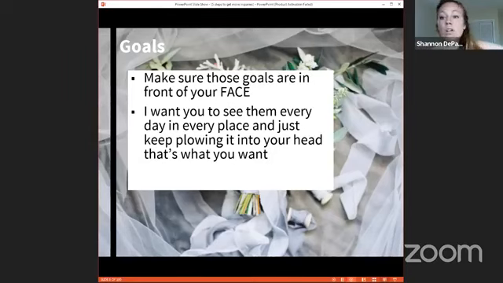So then when I go to sleep at night, when I'm taking all my makeup off, I'm looking at those goals and just reiterating them in my head, over and over and over again. So I want you to put them where you see them every single day, okay? And just keep plowing them into your head that that's what you want.